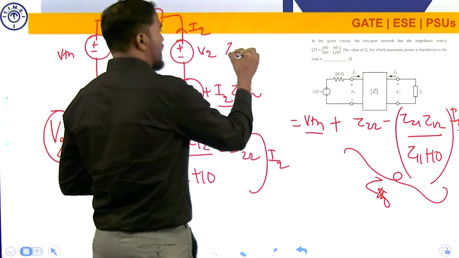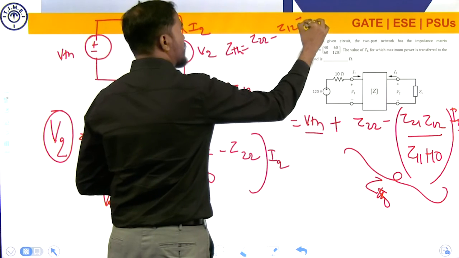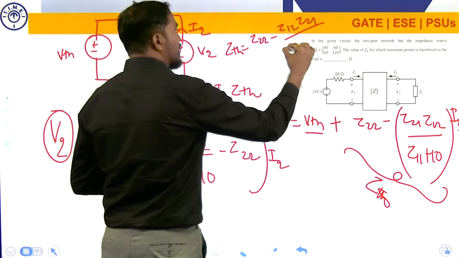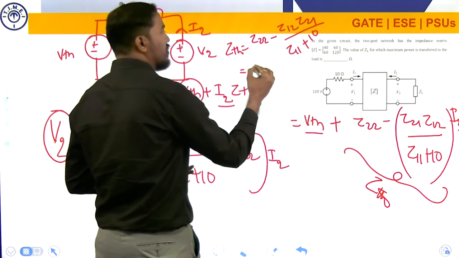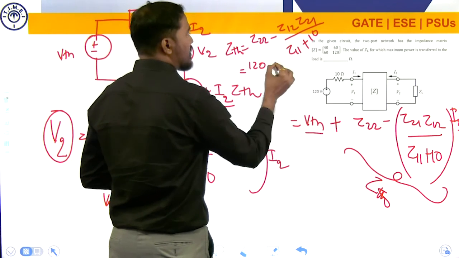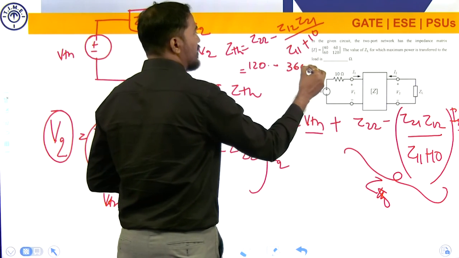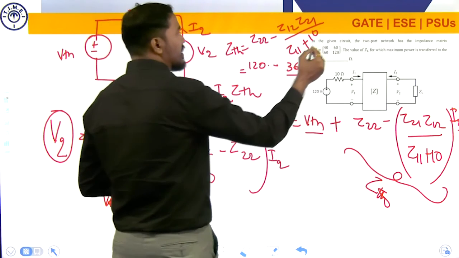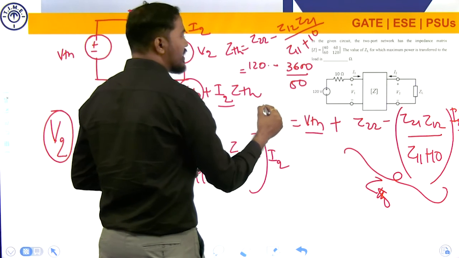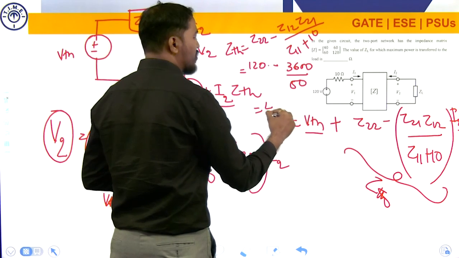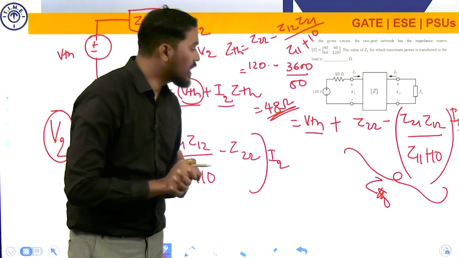Now tell me, what is your ZTH equal to? Z22 minus Z12 Z21 divided by Z11 plus 10. So if you substitute the values again: what is Z22? 120. Minus, what is your Z12 into Z21? 60 into 60, 3600, divided by Z11 plus 10, that is 40 plus 10, 50. So 120 minus 3600 by 50 turns out to be 48 ohms. Okay. So that's about how to calculate ZTH.